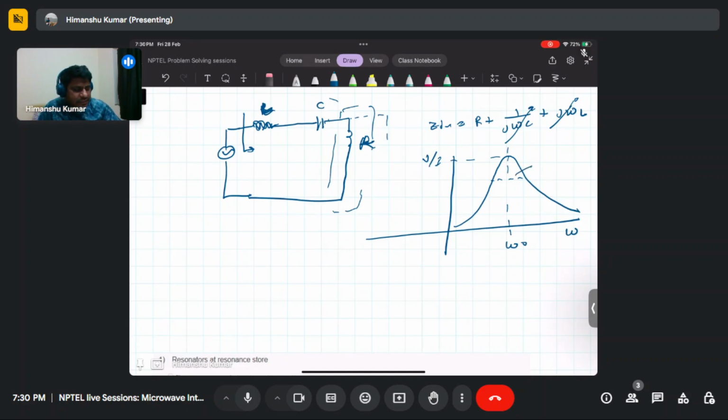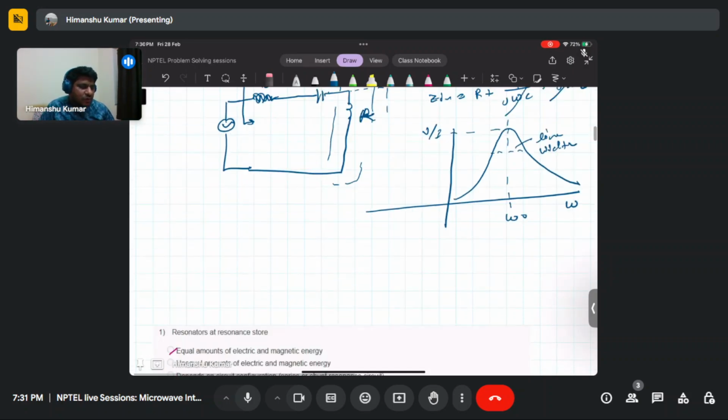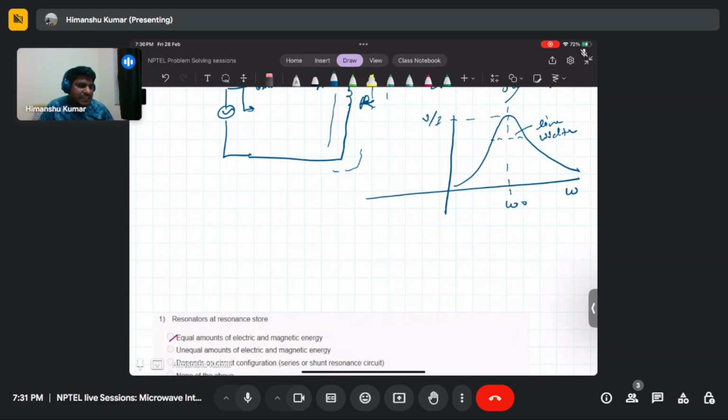The line width of this resonance will give you the resonance characteristics. If you calculate the line width, let's say this is the P naught power, the maximum power, and this is the 50% power, half P naught point, then the frequencies corresponding to this, which are omega L and omega H, let you calculate the bandwidth.